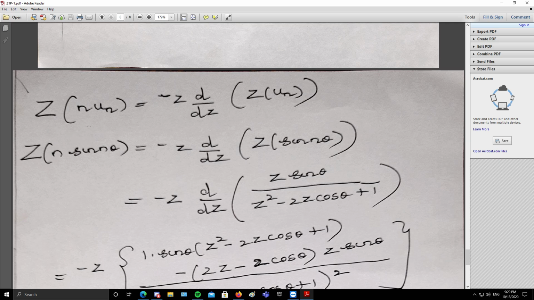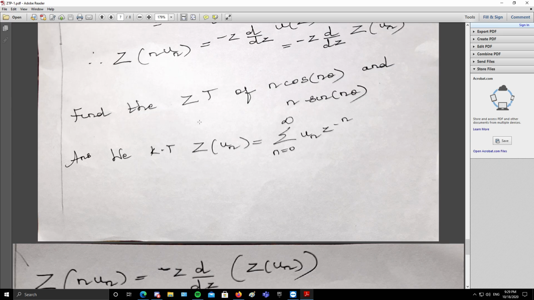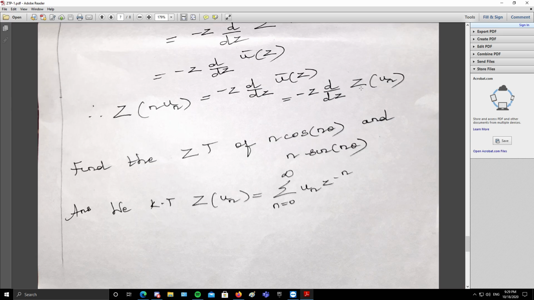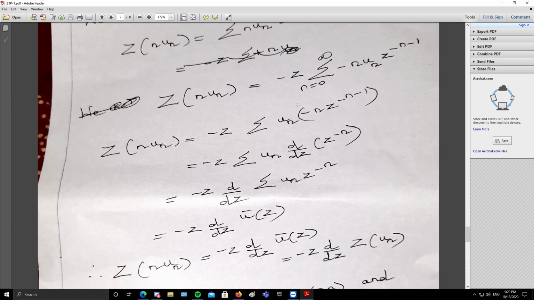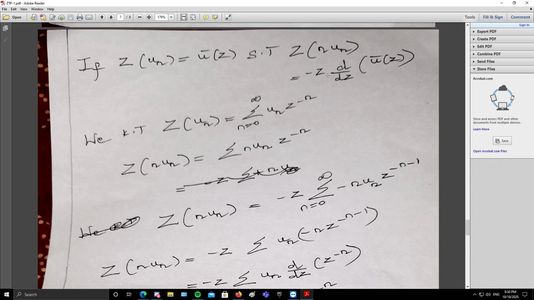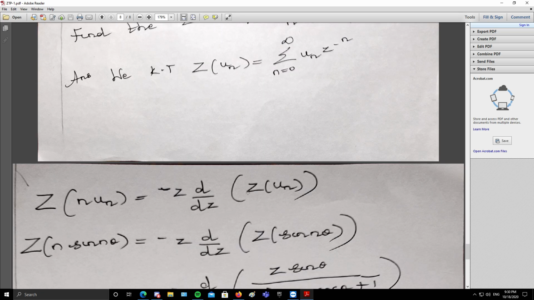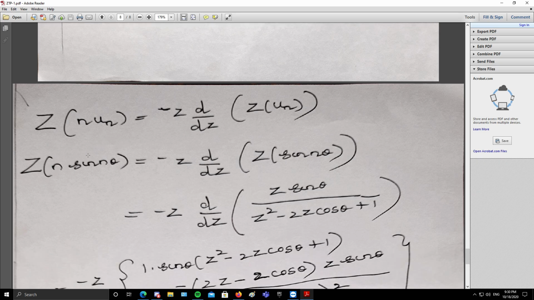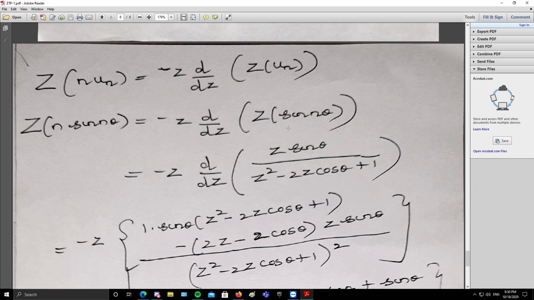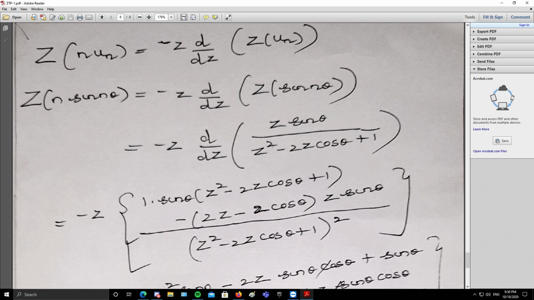So Z of n un, what is the formula? Minus z d by dz of Z of un. You should learn this expression by heart. Z of n un is the same as minus z d by dz of Z of un. So Z of n sin n theta is minus z d by dz of Z of sin n theta. Here un is sin n theta. What is Z of sin n theta? It is z sin theta by z^2 minus 2z cos theta plus 1.